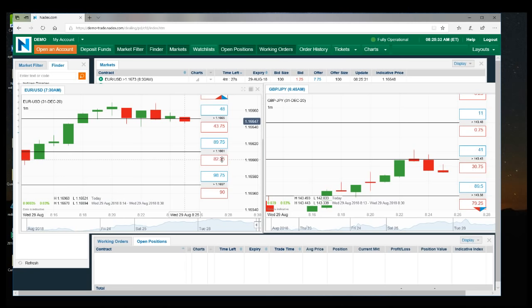I do think I'm going to do one last one on the euro dollar. No, I forgot. They changed that, so I'm not going to do it. Okay, that's it. I'm not doing it anymore.